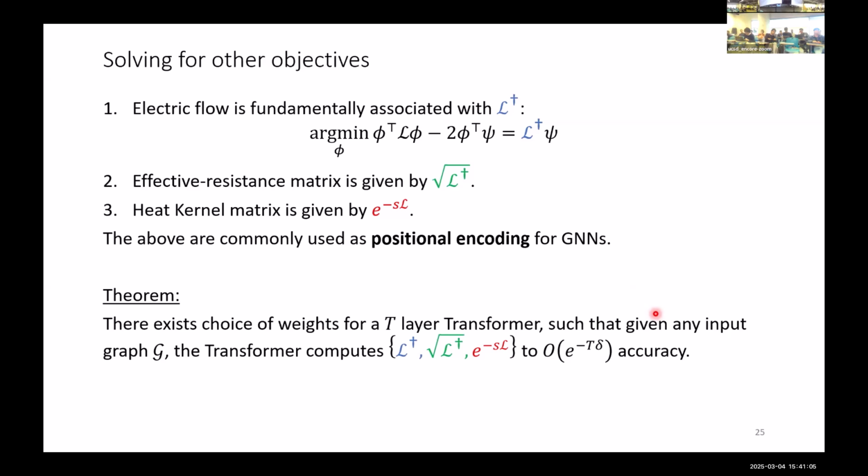So that's it for electric flow. We also have constructions for effective resistance and heat kernel. I guess effective resistance and heat kernel are two things which people use for positional encoding in modern graph neural networks, and that's the motivation why we look at them. And in general, for all these things, the constructions converge at least exponentially fast, so log one over epsilon layers are needed.